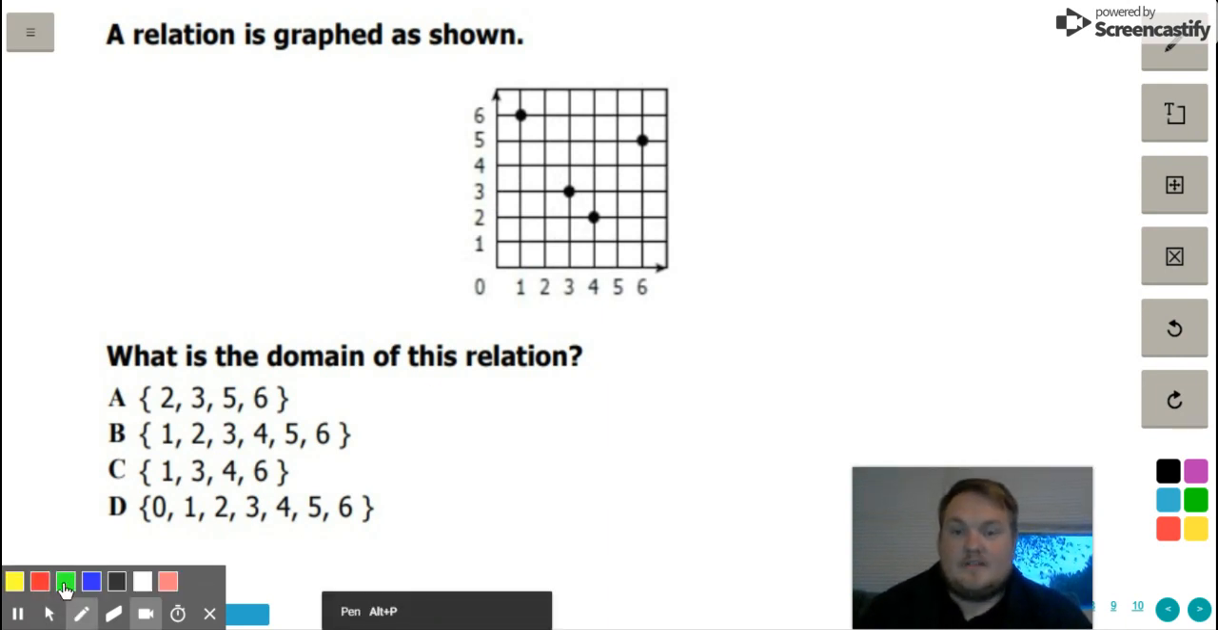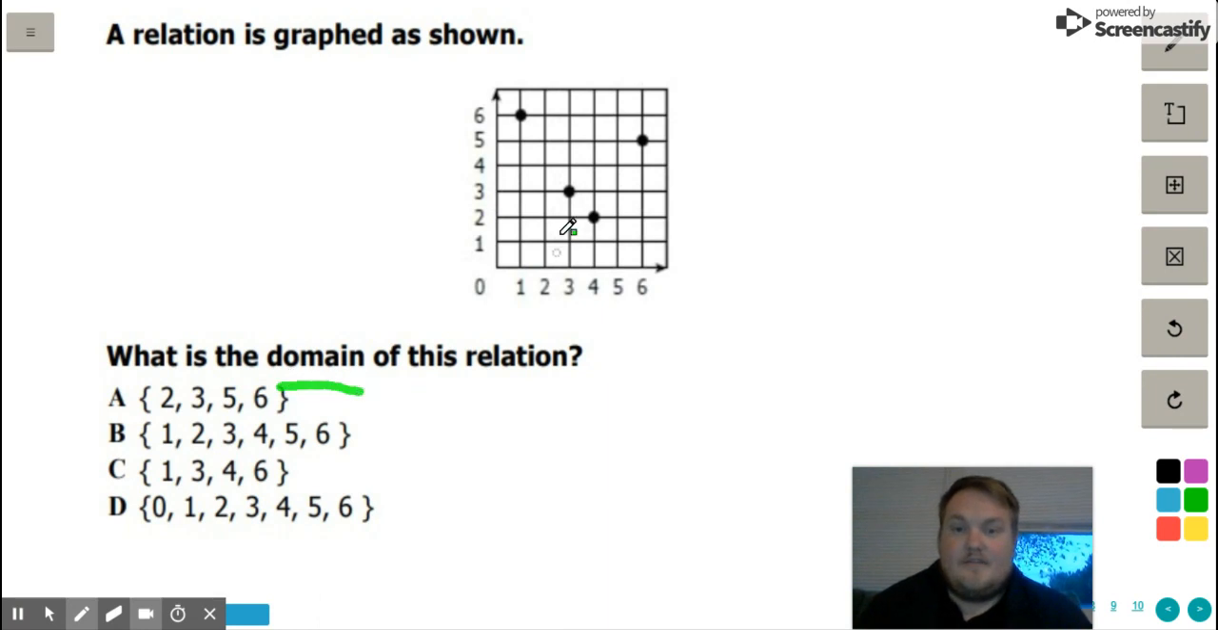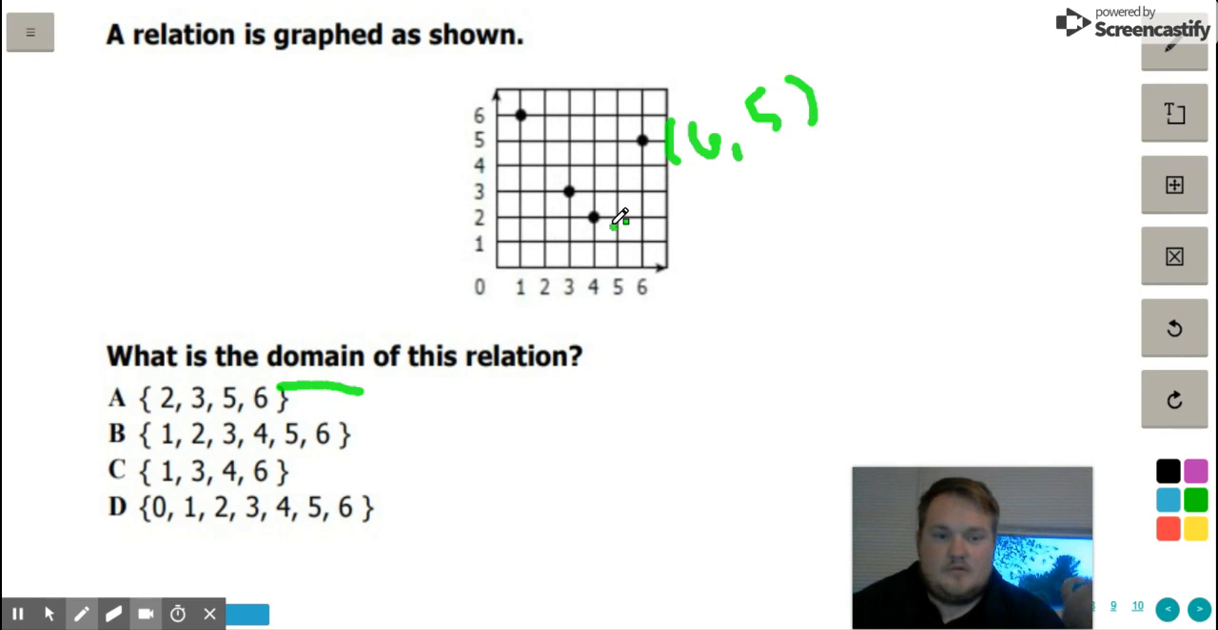And then it wants to know what the domain is of this relation. So we're going to have to plot points. 6, 5. This is 4, 2. This point up 1 over 6. And this point up 3 over 3.